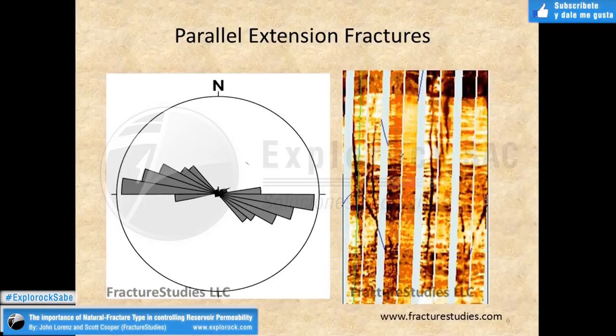Another characteristic of extension fractures is they tend to form parallel sets, and they can be very parallel to each other. We see that in the FMI image log here on the right, and the summary of that data set on the left in the Rose diagram. These fractures are vertical and parallel in strike. This has some very important production implications when we look at these.